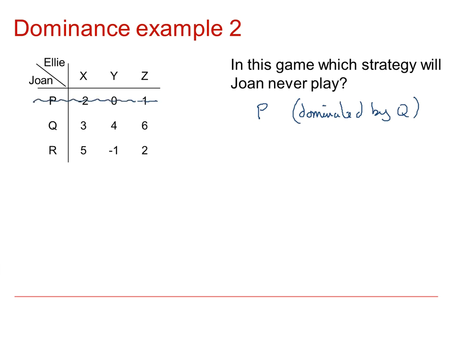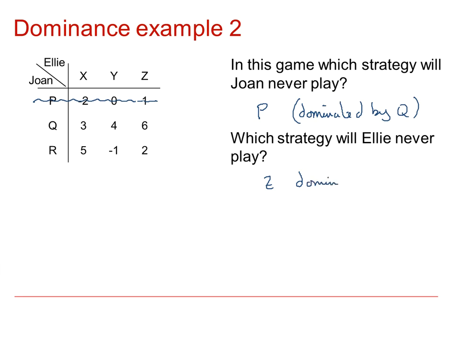And if you look at Ellie, then we can look at that one and say, well, yes, there is a situation where in column Z the elements are always larger than those in Y. So we can see that Z is dominated by Y. So she's not going to play Z. So we've reduced that game from a 3x3 to a 3x2.